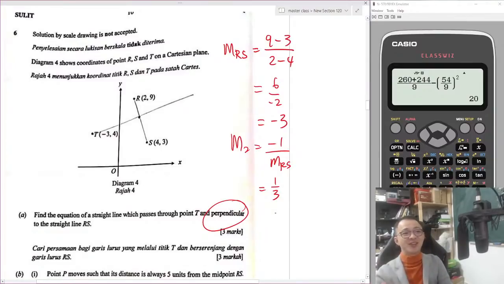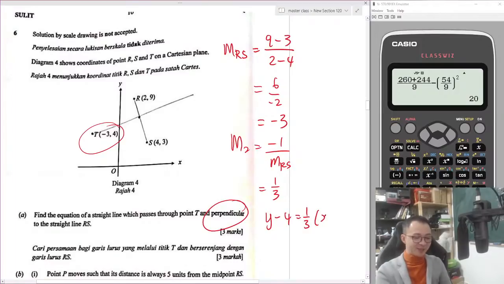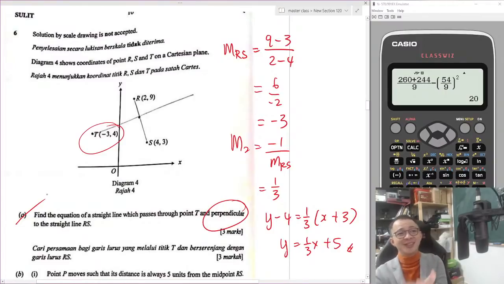Now I already found the second gradient. Then they say this line will pass through point T. Then we'll use point T to form my equation, which is y minus y1 equals gradient times x minus x1. So x plus 3, because x minus -3 equals x plus 3. Okay, so I will solve this one. y equals 1 over 3 x, plus 1, plus 1, plus 4, plus 5. Okay, done. 3 marks. First they just want to test your understanding about perpendicular. Then they just want to know whether you can form the straight line or not.